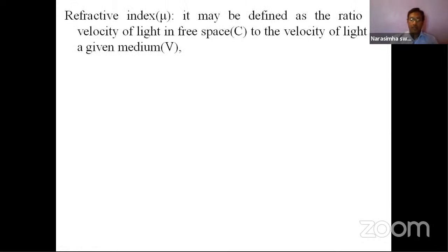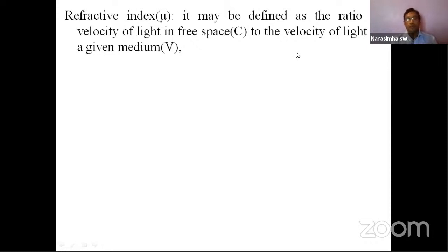And I told you about the refractive index. The refractive index is indicated with mu, and it is very important that we learn its definition. Here comes the basic information about how the light ray bends. The refractive index may be defined as the ratio of the velocity of light in free space to the velocity of light in the given medium. Simply, it is the ratio of the velocity of light in air to the velocity of light in the medium.